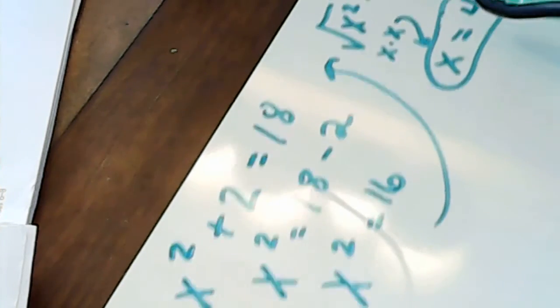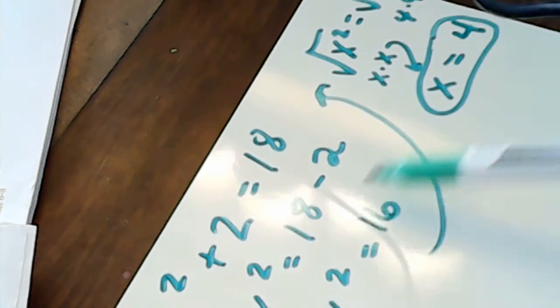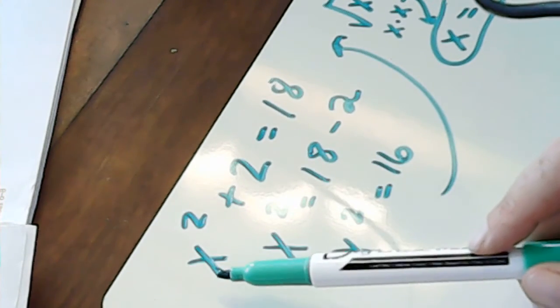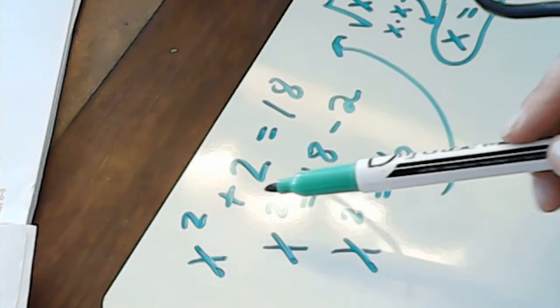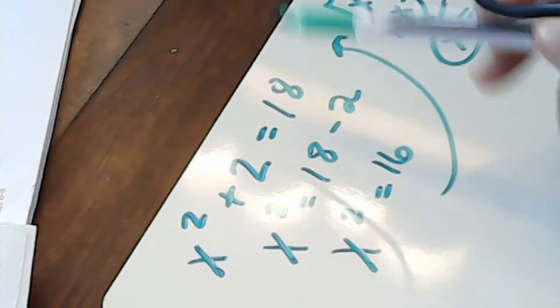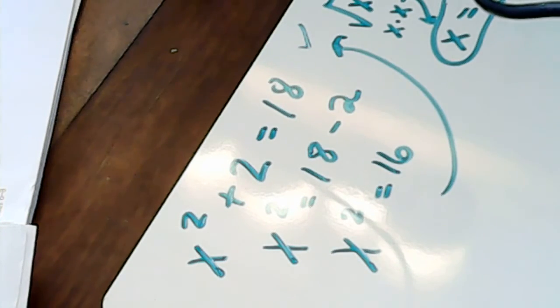And you can plug it back in. You've got x equals 4, and you can substitute the 4 for x. And you get 4 squared, which is 16, plus 2 equals 18. Yes, it does. Boom. Got it right. Nice and easy.